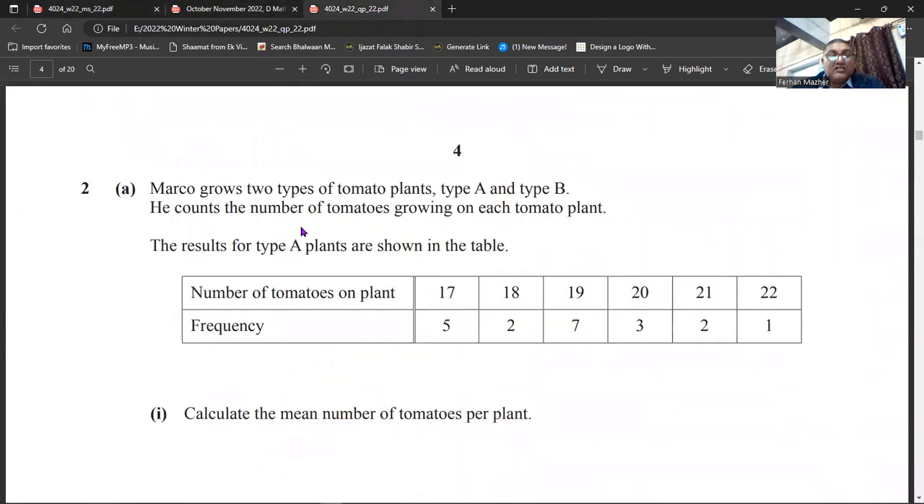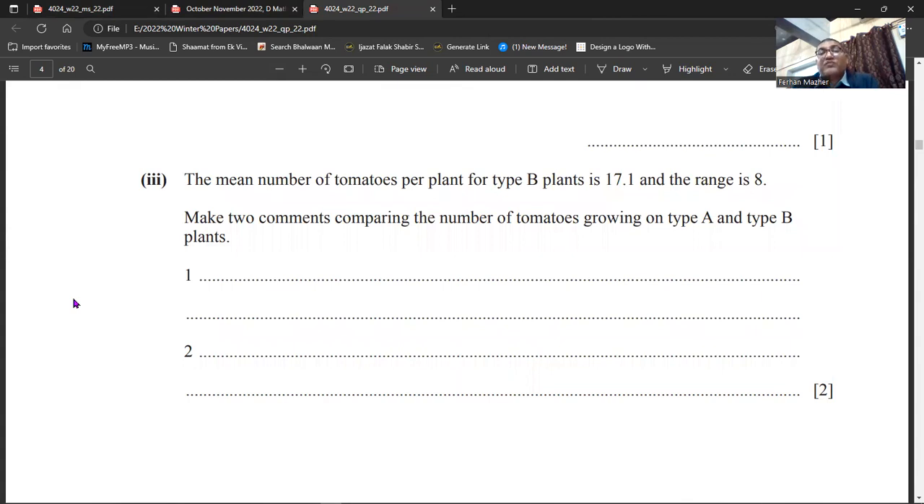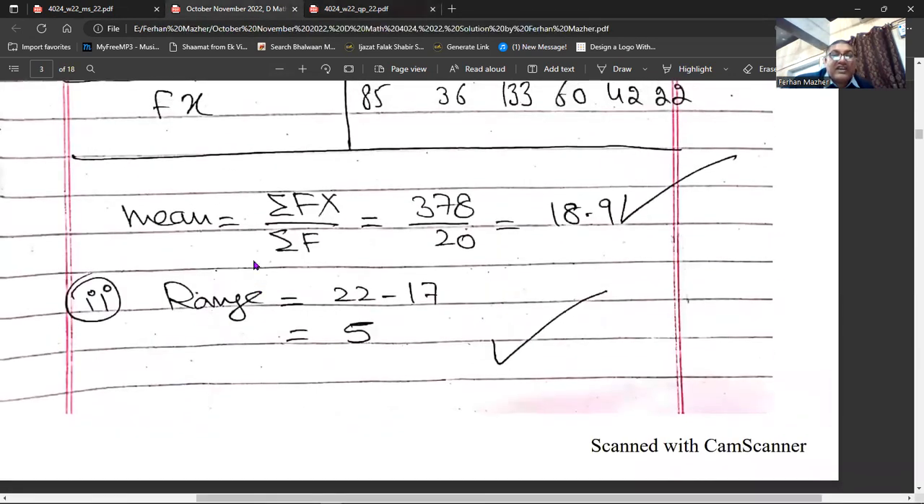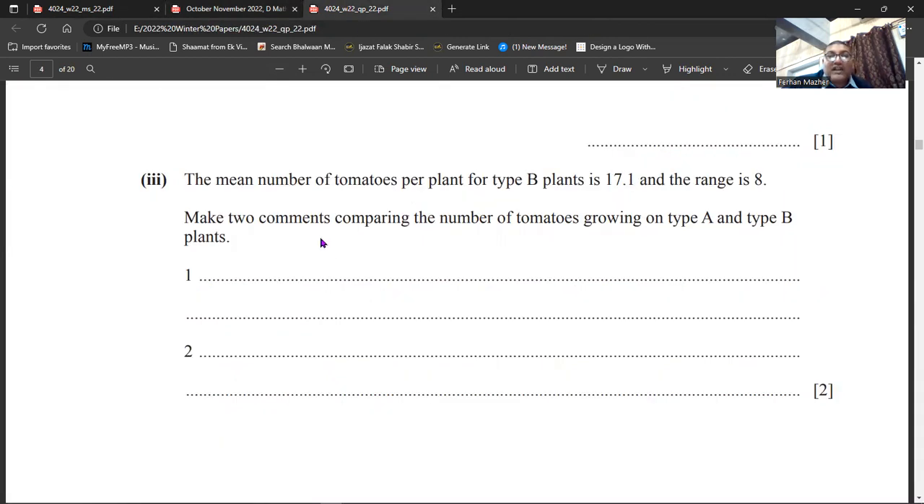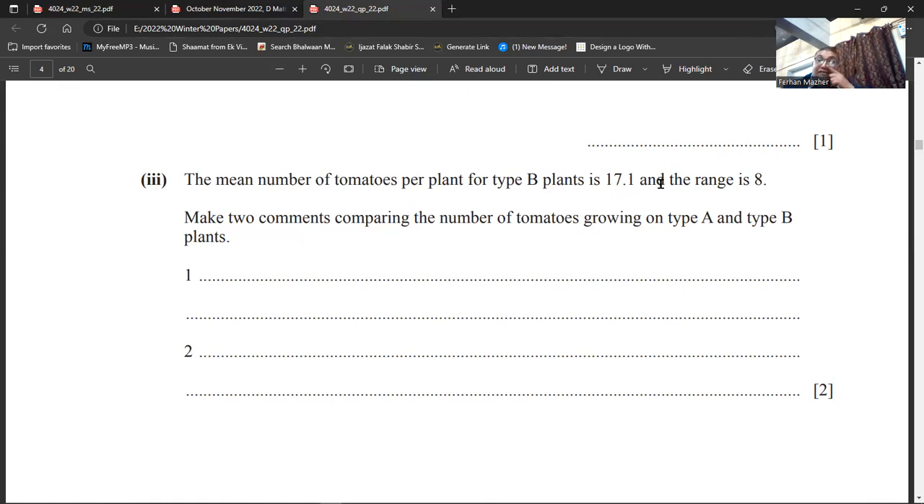This is the solution. Then he says third part, question number 2A and its third part. The mean number of tomatoes per plant for the type B plant is 17.1 and the range is 8. Make 2 comments comparing the number of tomatoes growing on the type A and the type B plant. So if you compare the mean, for A it is 18.9 and for plant B it is 17.1. So on the type A there are more tomatoes, because its mean is more. The mean of the B is 17.1.